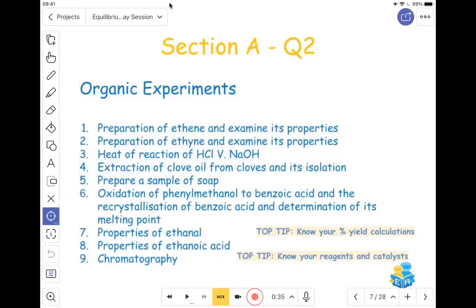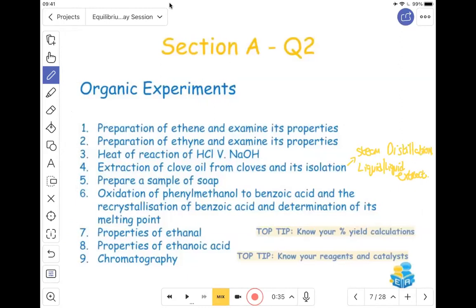Then we move into the more heavy organic, as I call it. So number four here, the extraction of clove oil from cloves and its isolation. So that would be steam distillation. There, I'll write that down for you. This would involve steam distillation, but it would also involve liquid extraction. So that's important to know as well. You're washing with cyclohexane, etc. So that's important to know for that one.